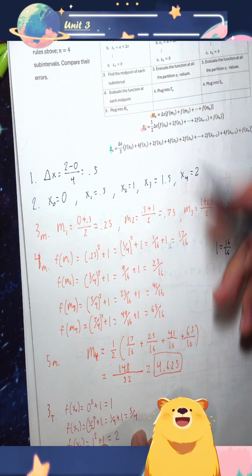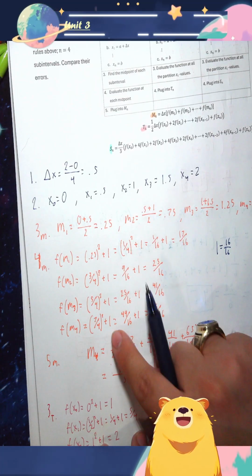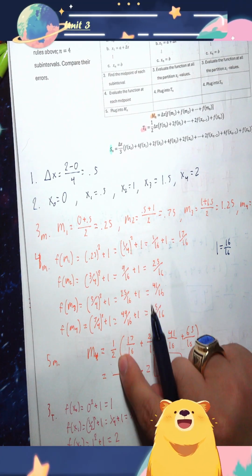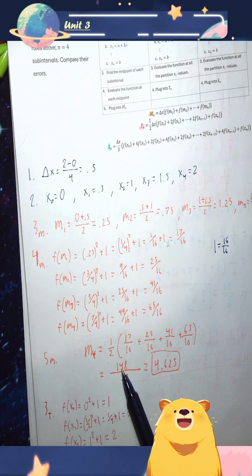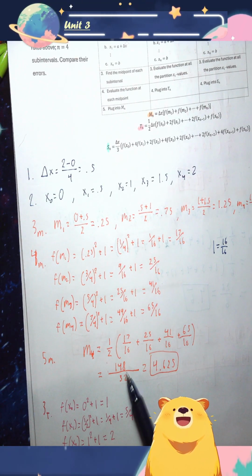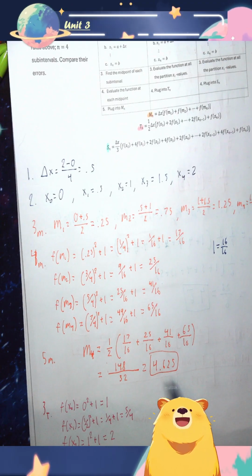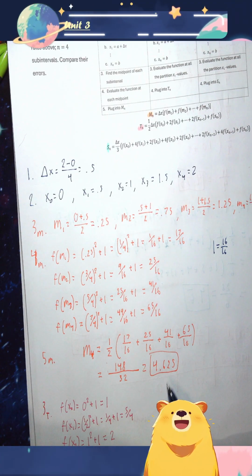Afterwards, you're going to go ahead and do the midpoint where you add them all up and then multiply by the rate of change, which is 1/2. You'll get the fraction 148 over 32, which plugs in as this.